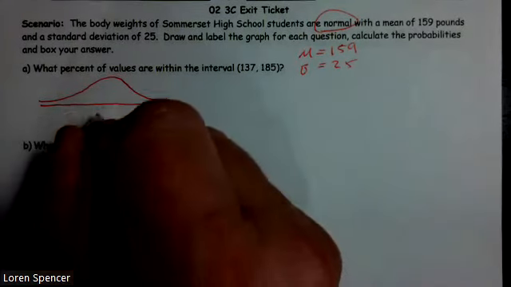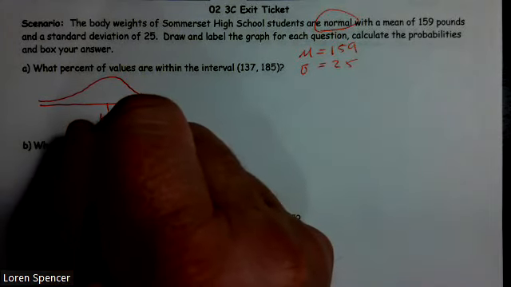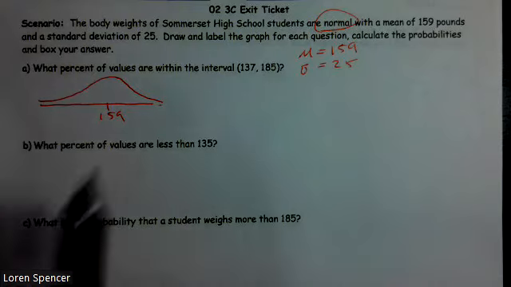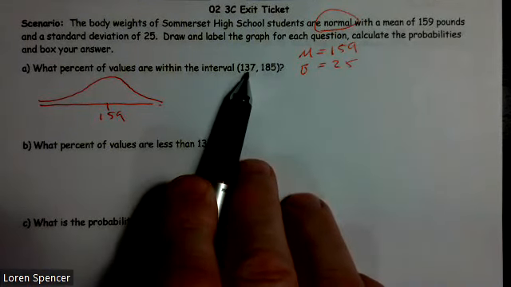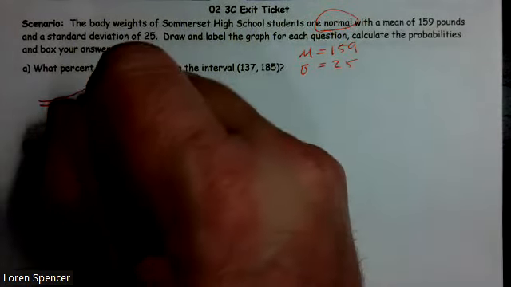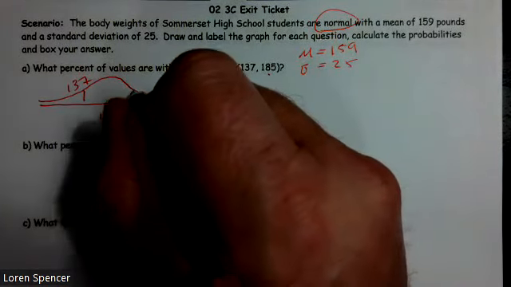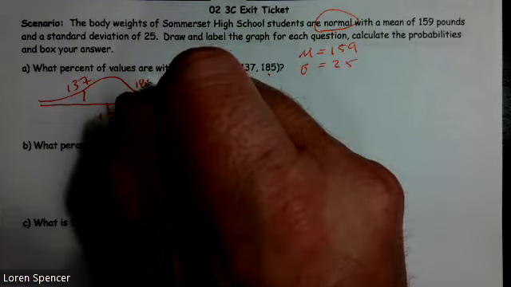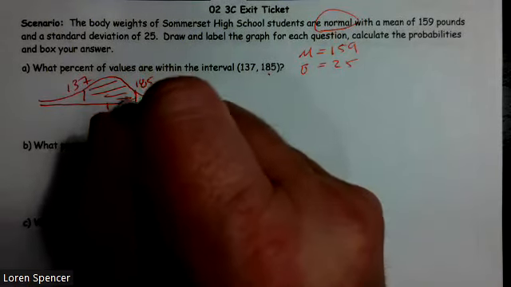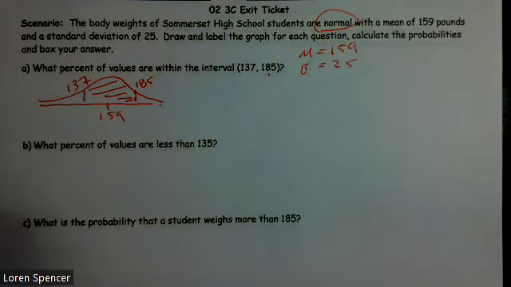Our mean was 159, so I'm going to go ahead and put it here. That gives me my estimate to compare to. Then 137 happens to be below it, so there it is, labeled below. The 185 is above it, so it's going right here. So we're going to shade this. That is the area that we're interested in.